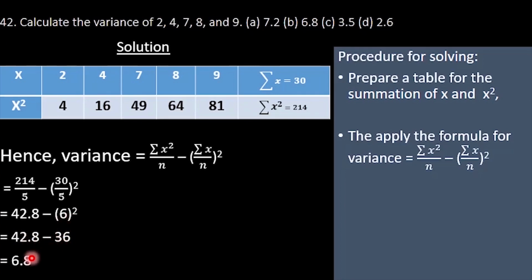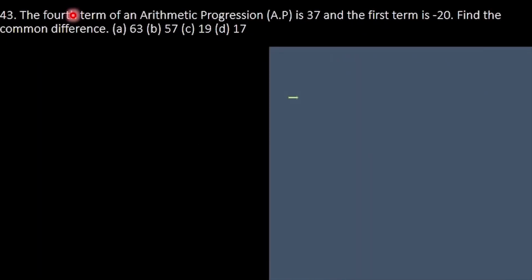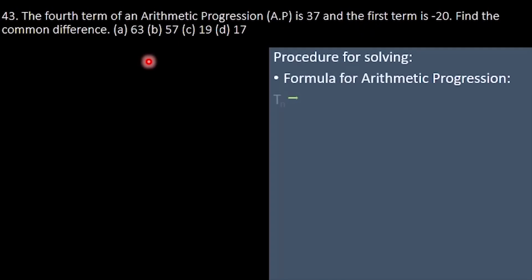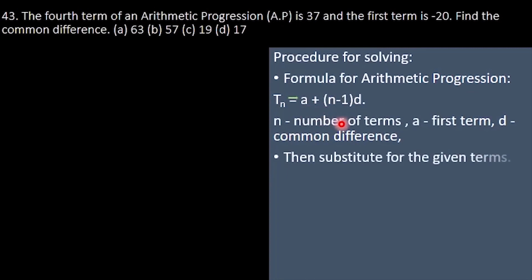Question 43. The first term of an arithmetic progression is 37 and the first term is minus 20. Find the common difference. Procedure for solving this: formula for arithmetic progression is Tn is equals a plus n minus 1, close the bracket, d. N stands for number of terms, a represents first term, d represents common difference, and then substitute for the given terms. The solution now: this is the formula for arithmetic progression.